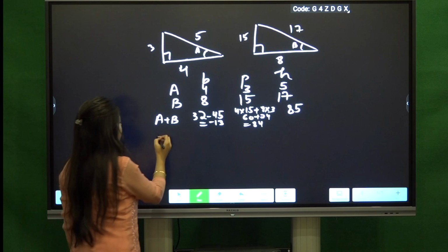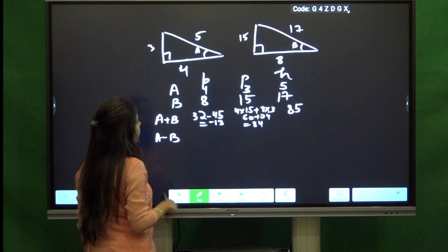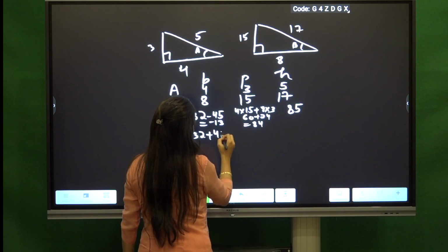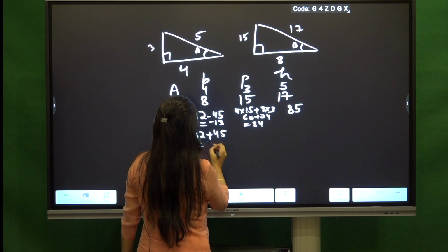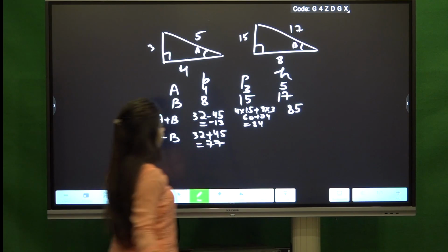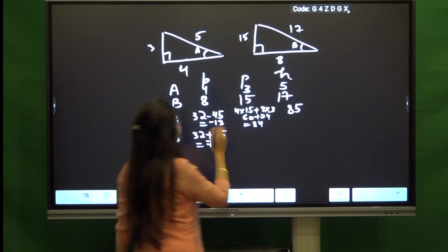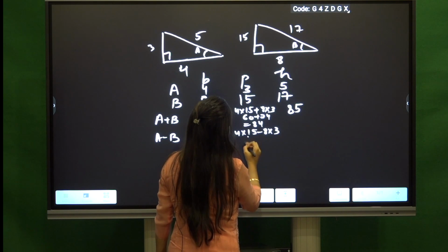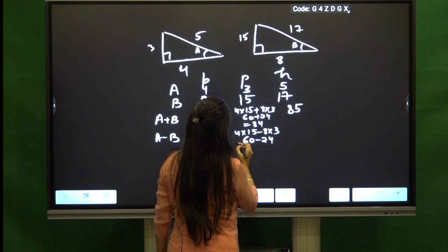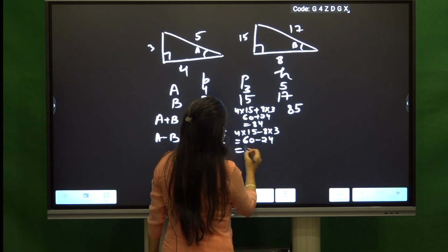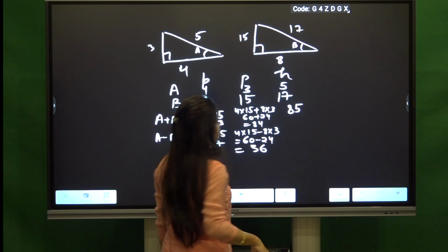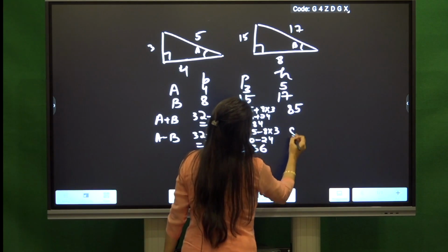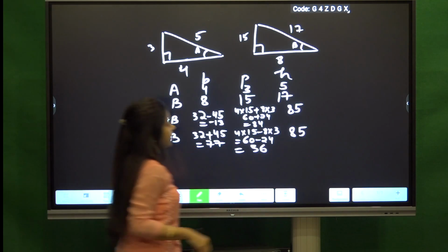Okay. For A minus B we have 4 into 8, 32, plus 3 into 15, 45. So, this will be 77. For perpendicular we have 4 into 15 minus 8 into 3. This is 60 minus 24. So, this is 36. And for hypotenuse again we have to take the product of 5 and 17, which is 85.